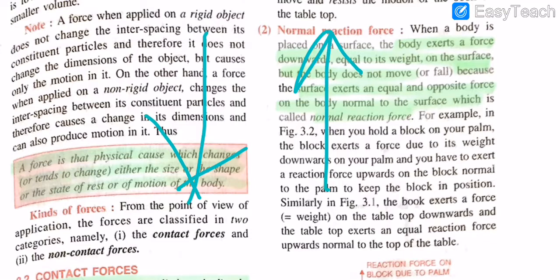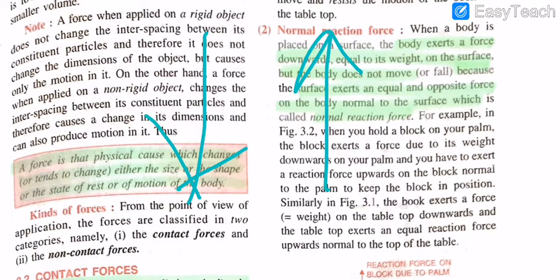So when a body is placed on a surface, the body exerts a force downwards equal to its weight on the surface, but the body doesn't move because the surface exerts an equal and opposite force. This is called the normal reaction force, because this is what the ground does to us as well. If I'm walking or just standing at a place, there's a force acting downwards due to my weight, but the surface is also applying an equal and opposite force. Thus, I do not move unless I want to move, right?